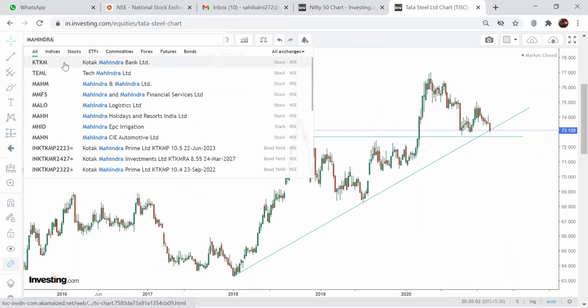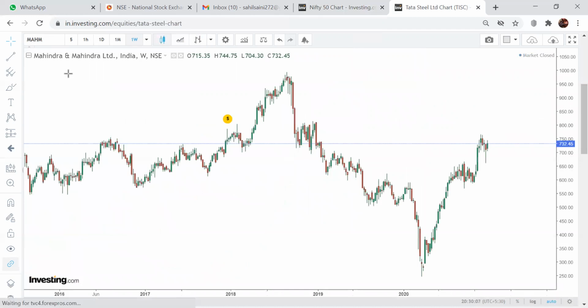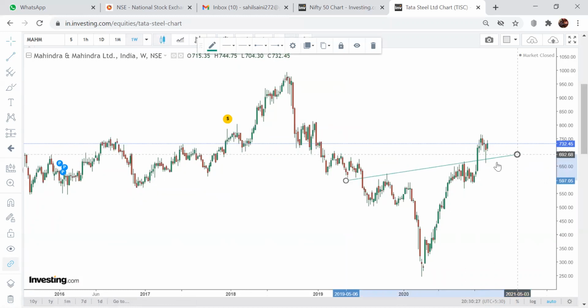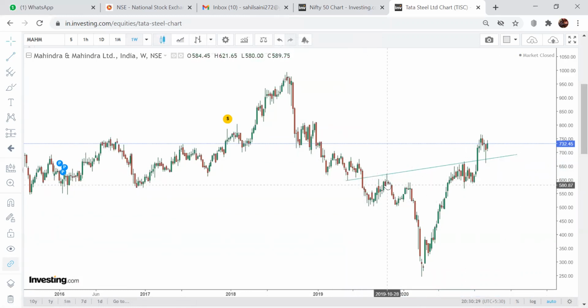Mahindra. We will show you one more very good chart. That is Maruti Suzuki. Amazing chart. Okay, so what happened here in this Mahindra? I hope you can see this.